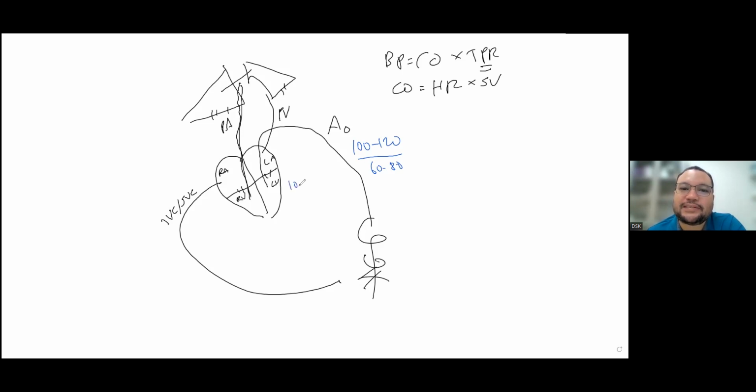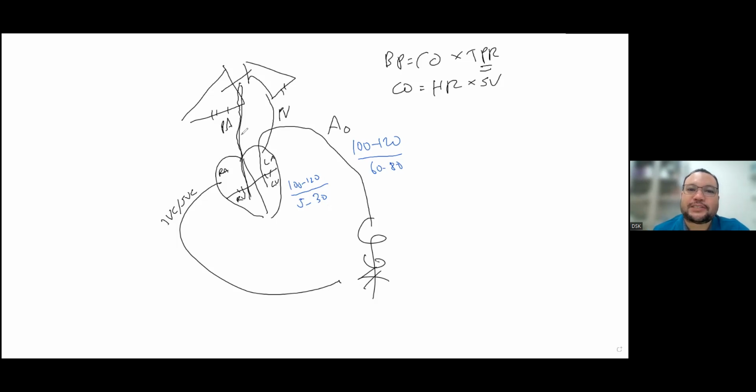Lebih kurang sama lah. Systolic dia 100 to 120. How about diastolic pressure? Again, this is a ballpark. These are all ballpark numbers. So LV pressure usually around 5 to berapa? 5 to around 30 lah, lebih kurang. These are all again ballpark numbers.